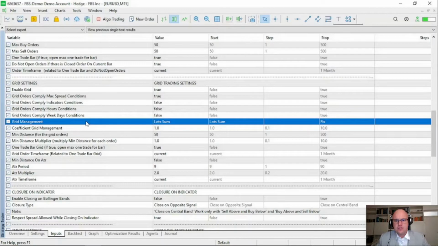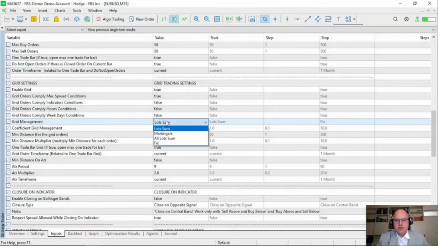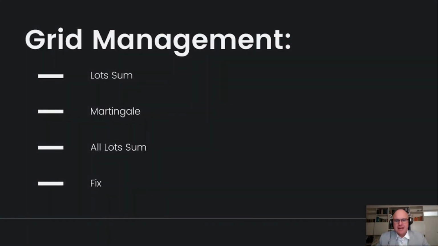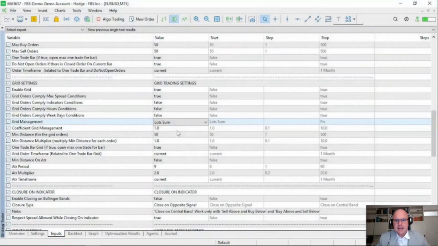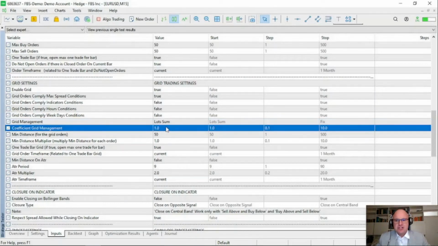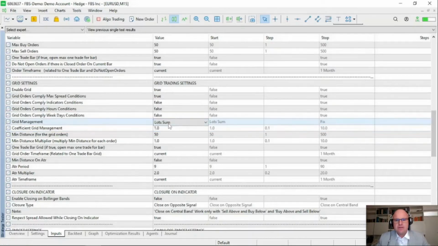Next, we are going to take a closer look at our grid management options. Our grid management is the lot size that will be used during the grid, and we have four different options. We have lot sum, martingale, all lot sum, and fixed. Each of these uses the coefficient grid management number specific to it to determine the next lot size that will be placed in the grid.